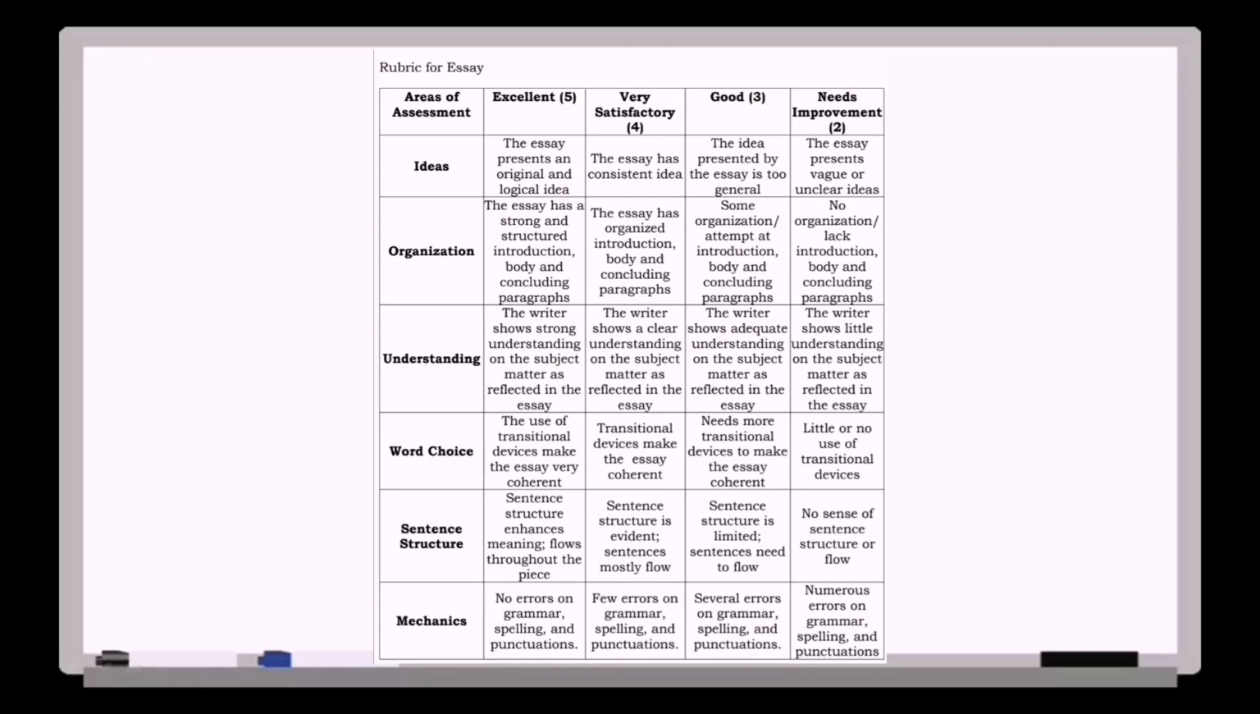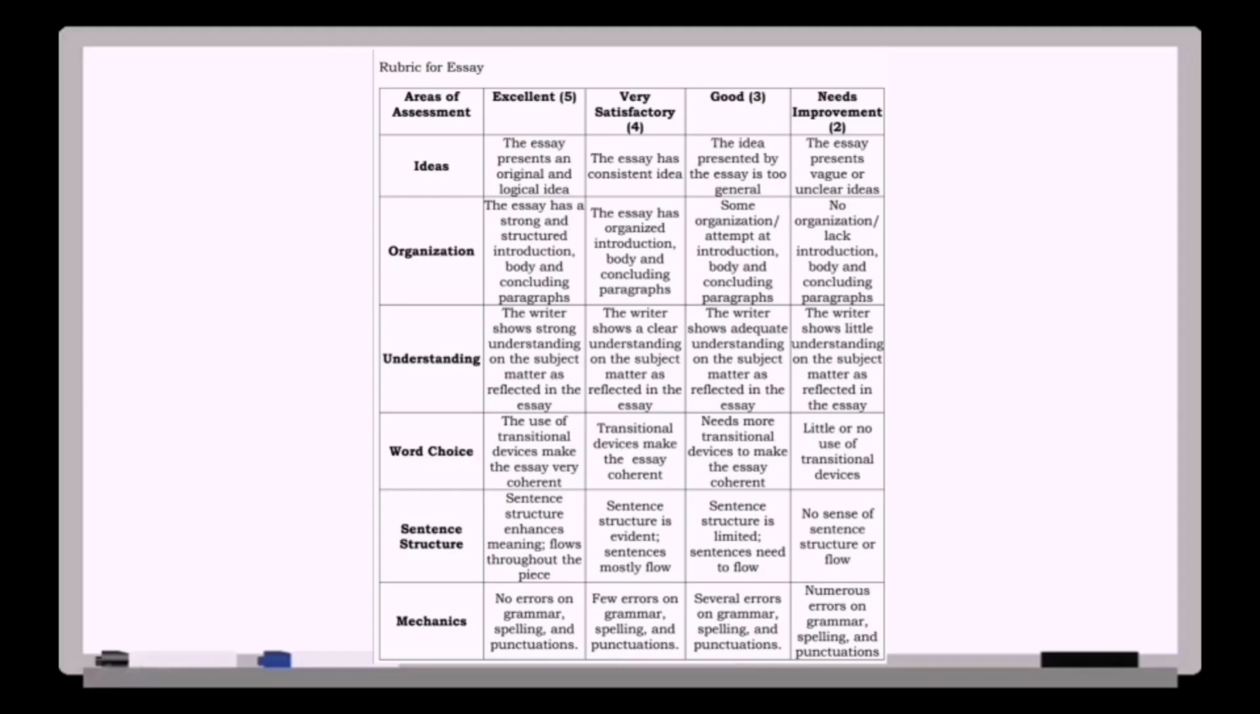Always remember that a rubric is a coherent set of criteria for students' work that includes description of levels of performance quality on the criteria. Thus, the areas of assessment include ideas, organization, understanding, word choice, sentence structure, and mechanics. Your score will depend on the standard performance or descriptor that you have targeted, and your mark will be given accordingly through a scoring scale.